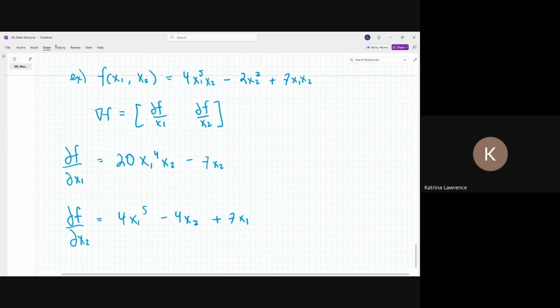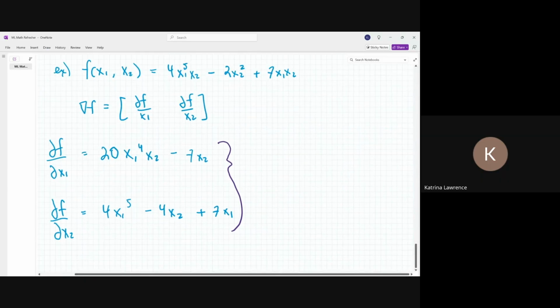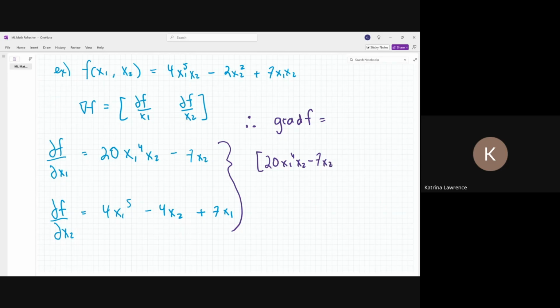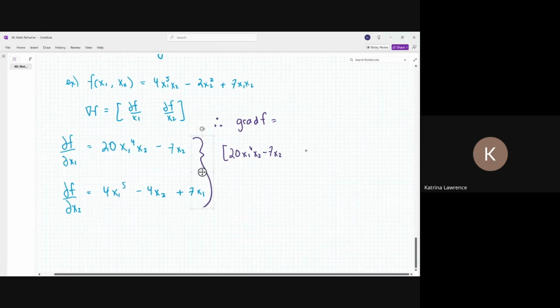So now, to find our gradient, we very simply just have to put these two terms into our gradient vector. Therefore, our final answer here is that the gradient of f equals, what do we have here? We've got 20x1 to the power of 4 x2 minus 7x2 as our first term. And then our second term within the vector is 4x1 to the power of 5 minus 4x2 plus 7x1.